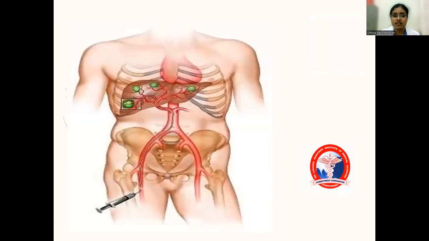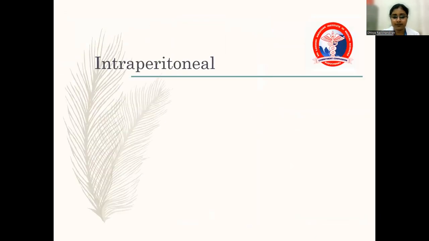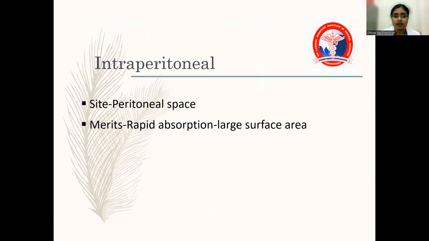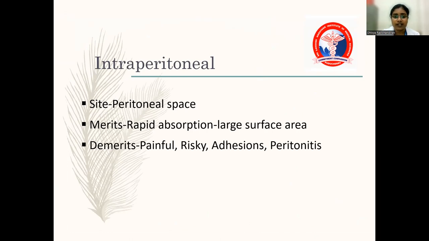Here the femoral artery is shown where the drug is injected. Next is intraperitoneal. Here also from the name, it is very clear that the drug is given directly into the peritoneal space. The merit is rapid absorption because it has a large surface area. So absorption is very rapid if I give it intraperitoneally. Demerits are, it's very painful, risky, and needs expertise for administration. Sometimes post intraperitoneal drug administration can lead to adhesions, and sometimes even peritonitis if strict aseptic conditions are not followed.